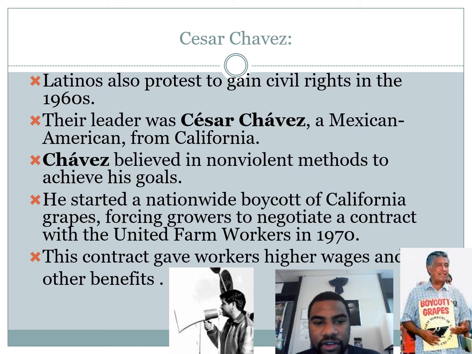All right, Cesar Chavez. Latinos also protested to gain civil rights in the 1960s. Their leader was Cesar Chavez, a Mexican American from California. Chavez believed in nonviolent methods to achieve his goals. He started a nationwide boycott of California grapes, forcing growers to negotiate a contract with the United Farm Workers in 1970. This contract gave workers higher wages and other benefits.